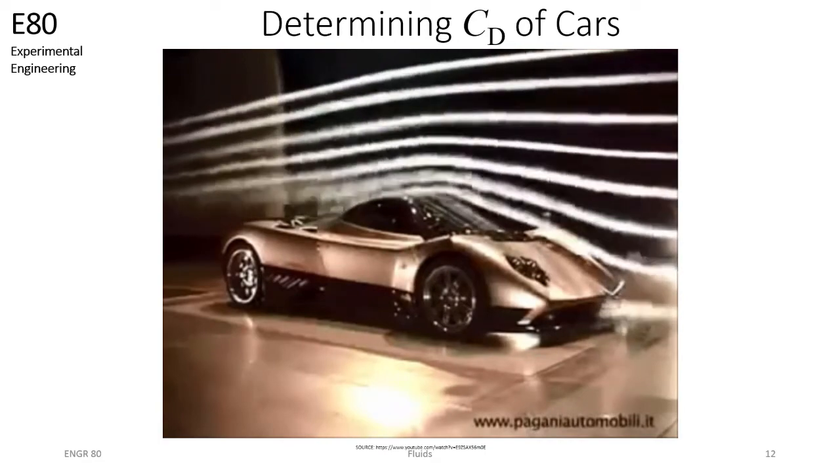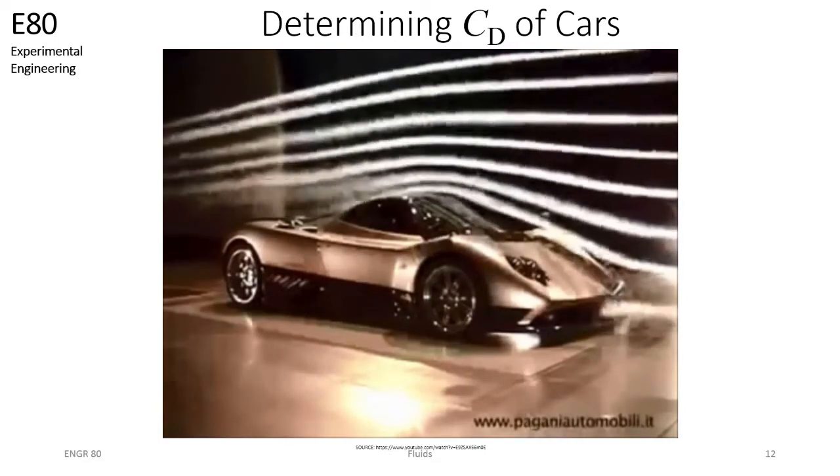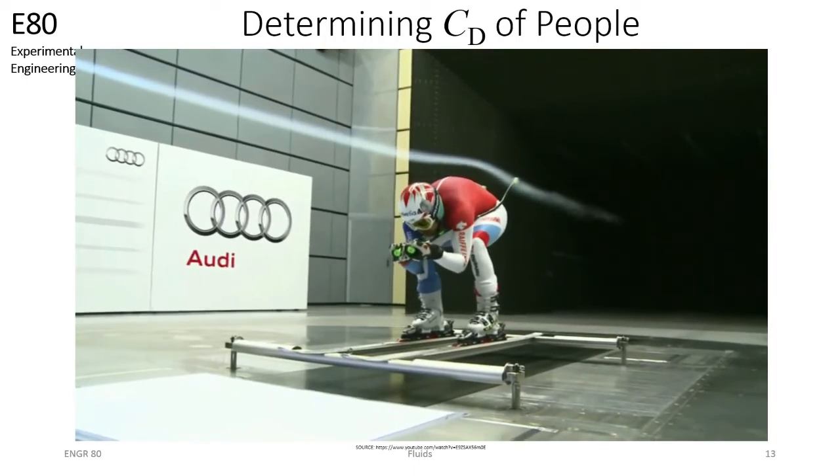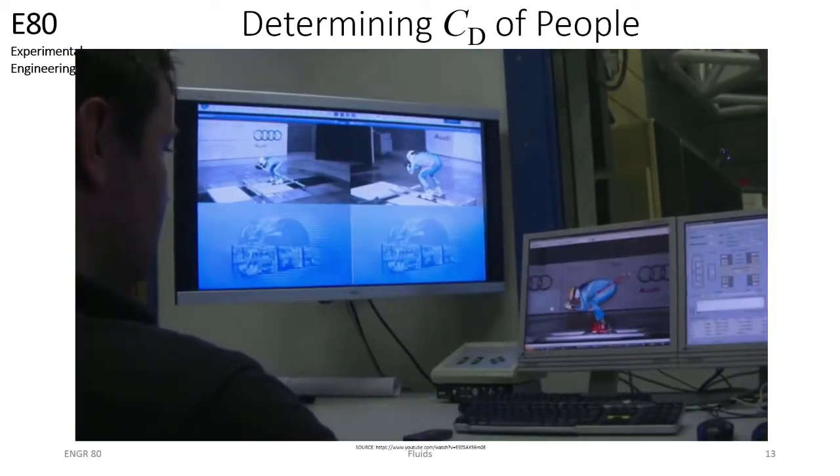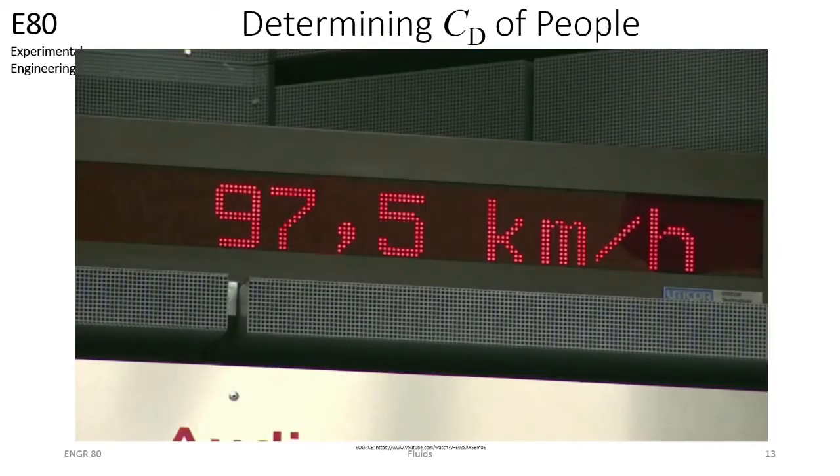Here's an example of a car in a wind tunnel. The minimization of drag forces on a car such as this one is important. Here's an example of a skier in a wind tunnel that is holding a posture that is meant to minimize drag in high-speed skiing.